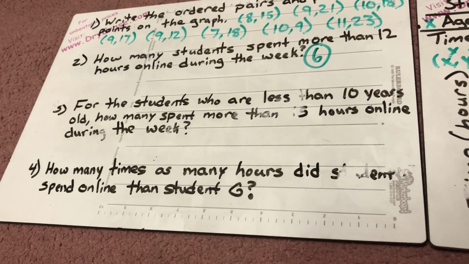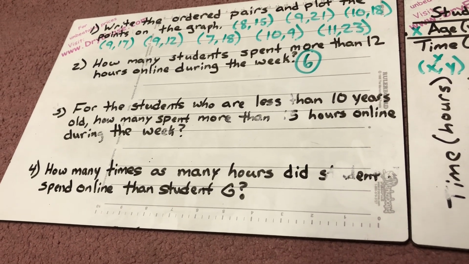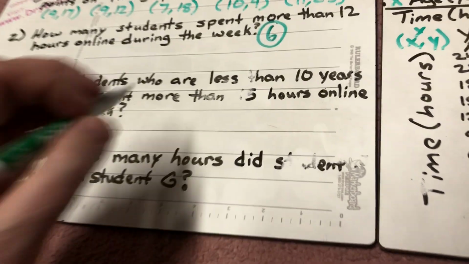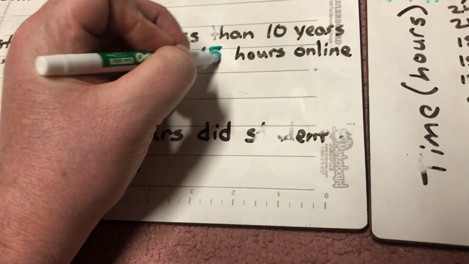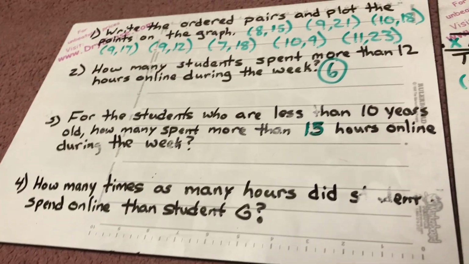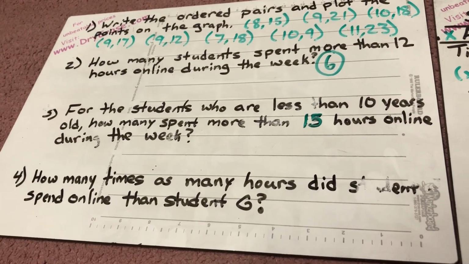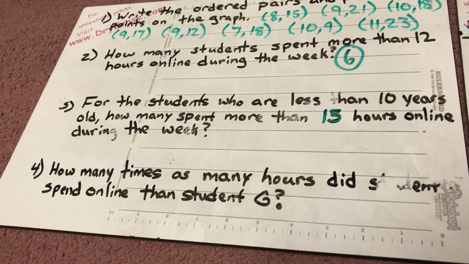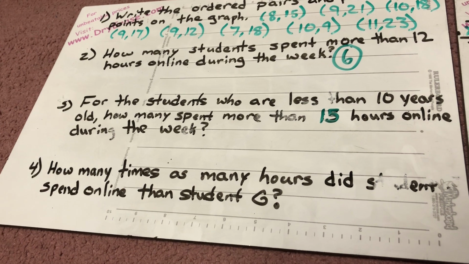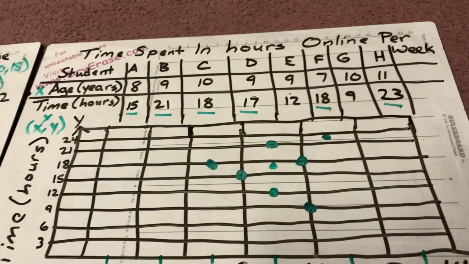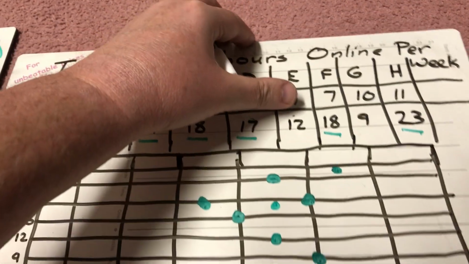All right, question 3. For the students who are less than 10 years old, how many spent more than 15 hours? That got a little crossed off, but that was 15 hours online during the week. So once again, question 3. For the students who are less than 10 years old, how many spent more than 15 hours online during the week? So we're only looking at the ones who are less than 10 years old.